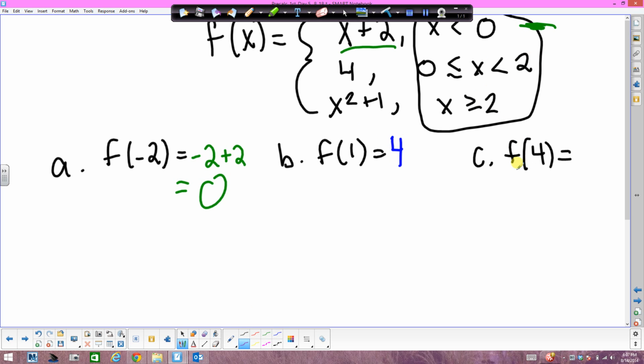And then for f of 4, that's greater than 2, so we're going to look at this part. So we're going to use this part of the function. So that would mean 4 squared plus 1, which is 16 plus 1, which is 17. So when you have a piecewise function, look at the number you're substituting in, the function value you're plugging in, and figure out what part of the function you should be using. You're not going to use all 3 parts at one time.